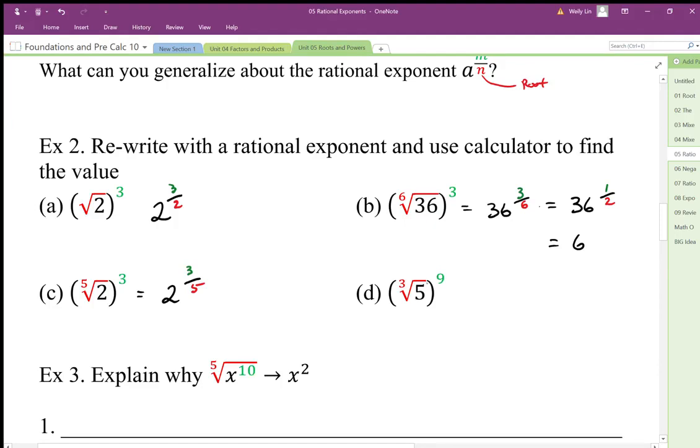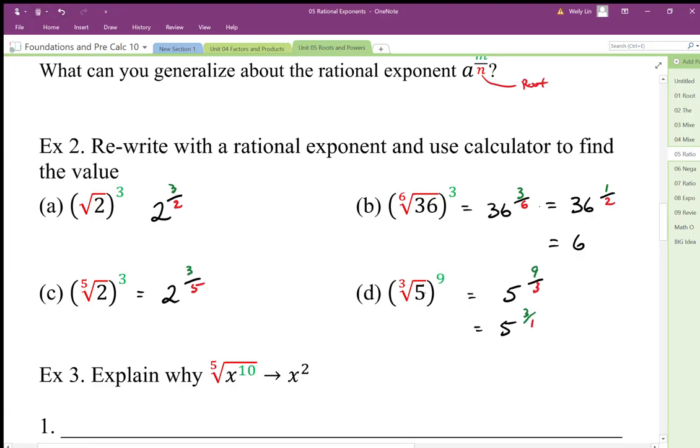Here, again, our base is going to be 5. And the power is going to be 9. And the root is going to be 3. So it's going to be 9 in the numerator, 3 in the denominator. This ratio can be simplified, and that ratio is going to be simplified to 5 to the power. Well, 9 over 3 can be simplified to 3 over 1, or just 3.